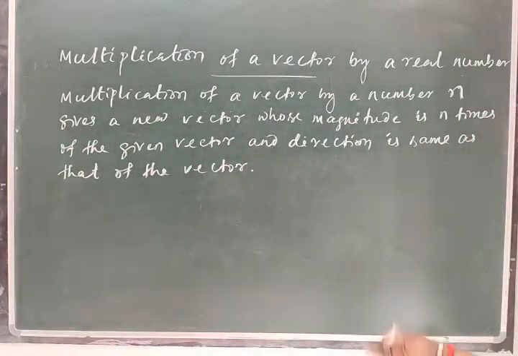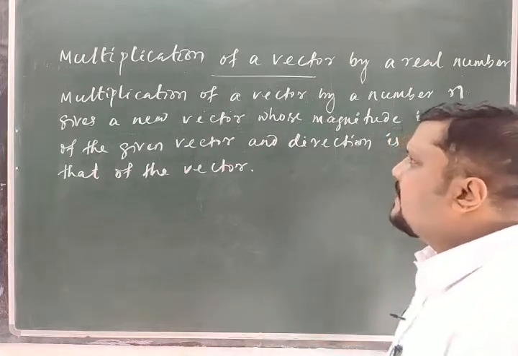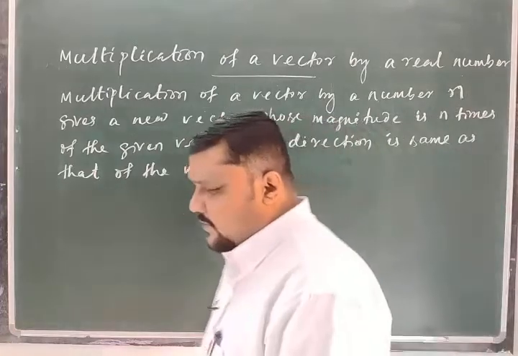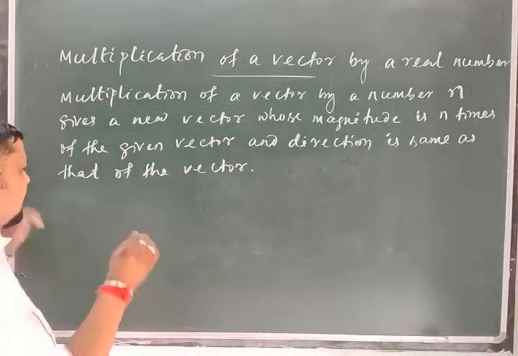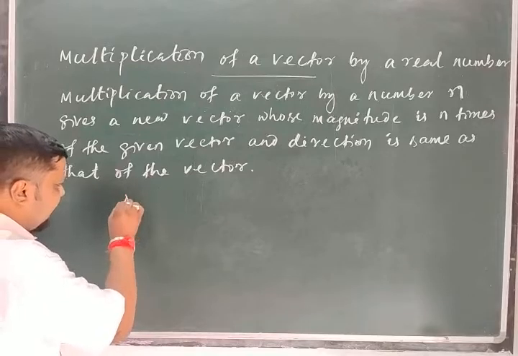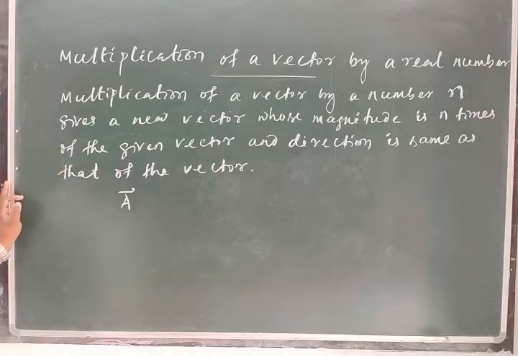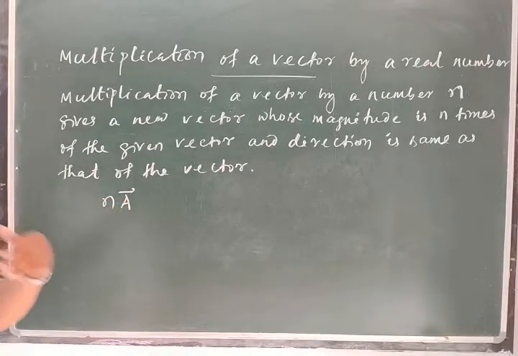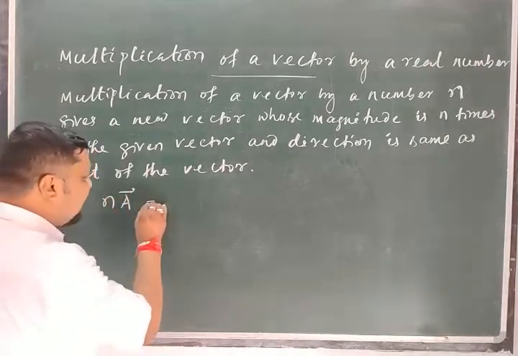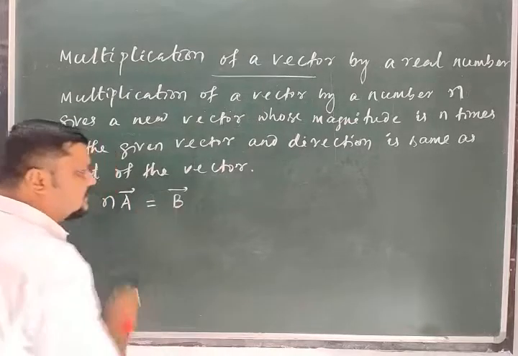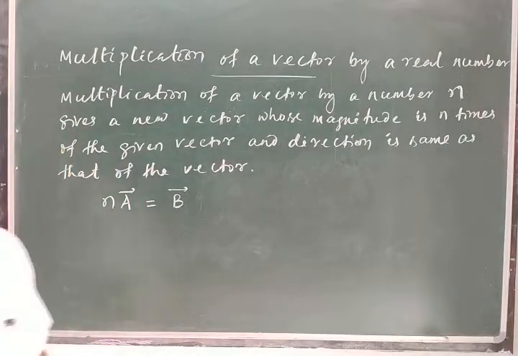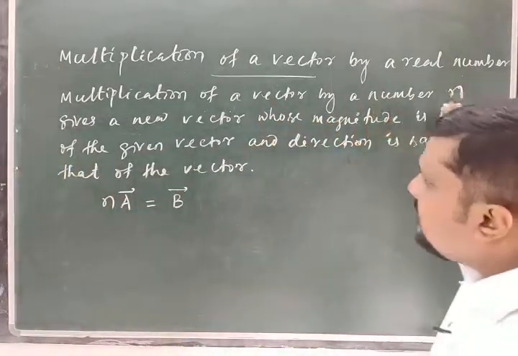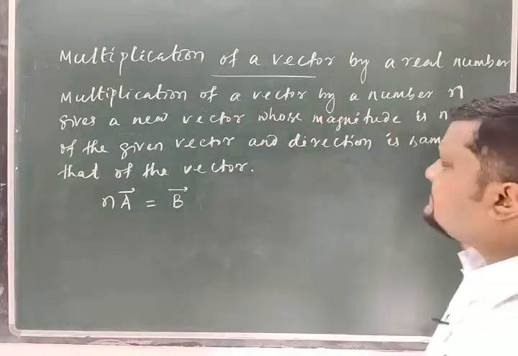So in this discussion, the multiplication of a vector by a number means the number may be a real number, 1, 2, 5, -1, -9, like that. Let a vector A be multiplied by a real number n, and n may take any value, then I will get a new vector B. The multiplication of a vector by a number n gives a new vector whose magnitude is n times.